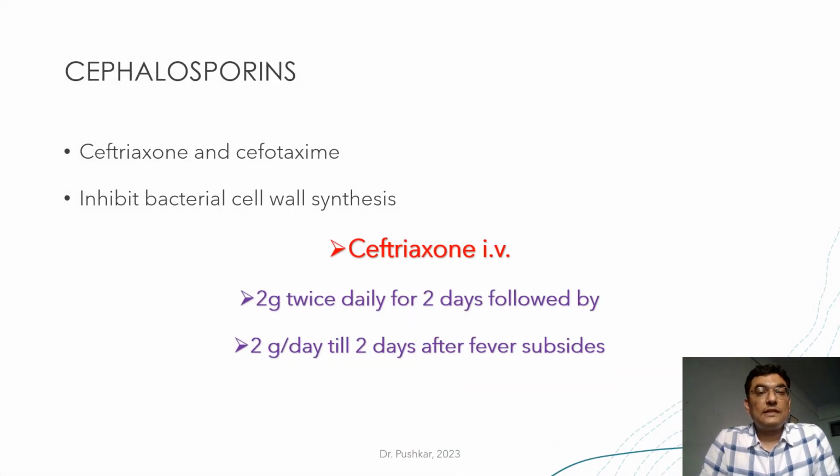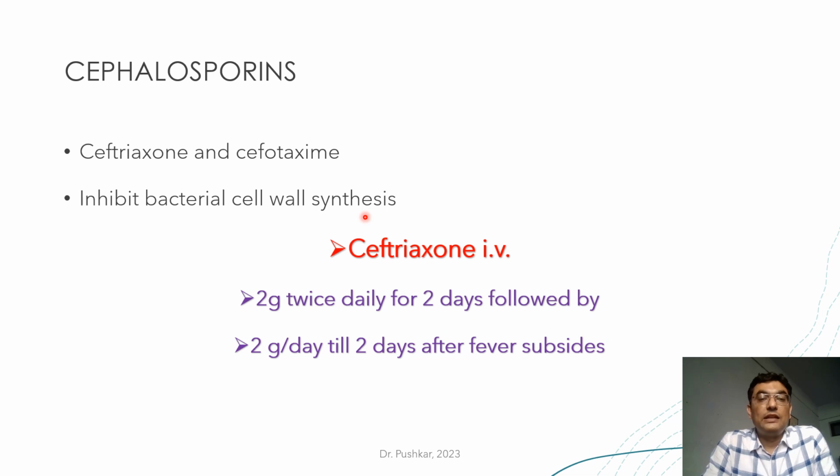Now we will see the cephalosporins. Cephalosporins are beta-lactam antibiotics. Okay, and two cephalosporins which are used in the typhoid treatment are ceftriaxone and cefotaxime. Okay, so these two cephalosporins are useful alternatives. They inhibit bacterial cell wall synthesis just like all beta-lactam antibiotics such as penicillins.